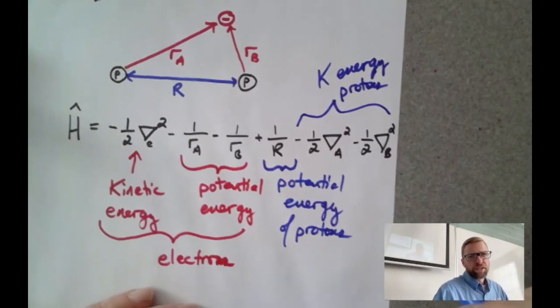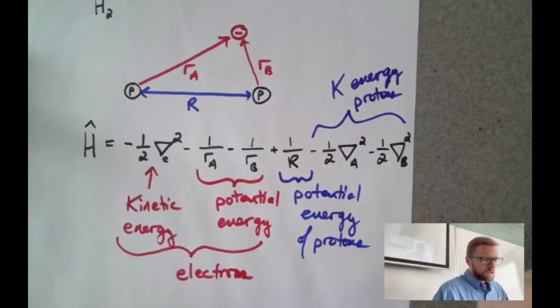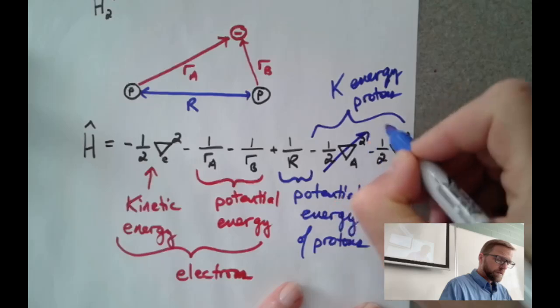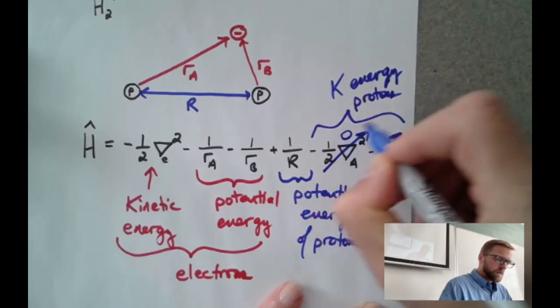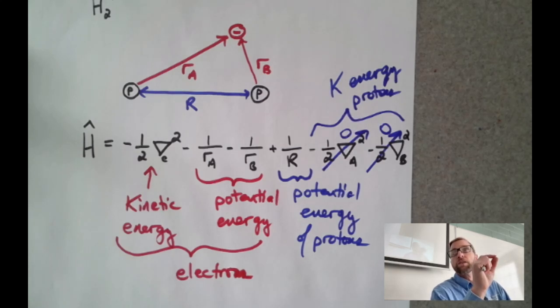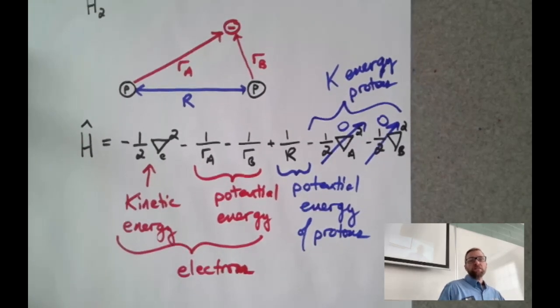All right, so this Hamiltonian operator, with a very simple approximation, is to assume that the protons stay fixed in space. They don't move. This is an excellent approximation. It's called the Born-Oppenheimer approximation. Why is it so good of an approximation?